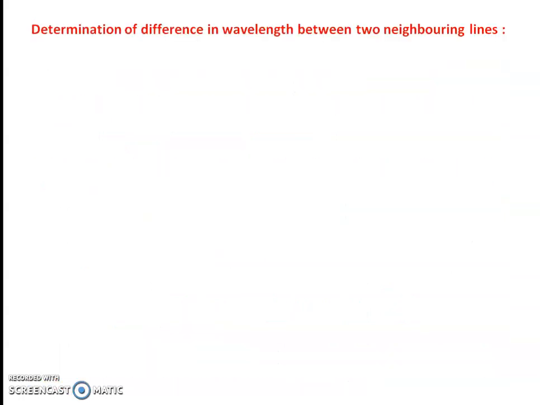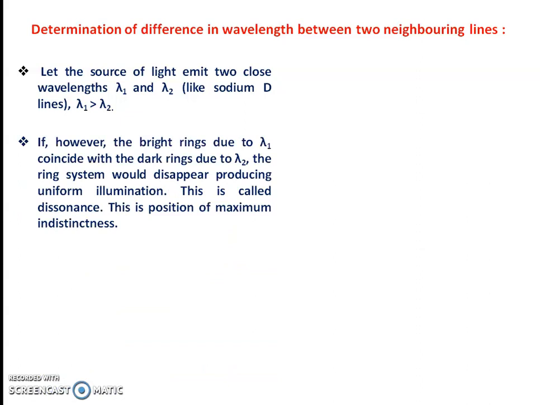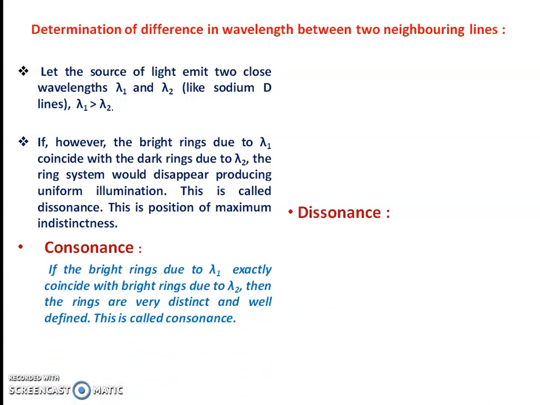Now next, how to determine the difference in wavelength between two neighboring lines. Here, let the source of light emit two close wavelengths, lambda 1 and lambda 2, like sodium D lines, where lambda 1 is greater than lambda 2. If the bright rings due to lambda 1 coincide with the dark rings due to lambda 2, the ring system would disappear, producing uniform illumination. This is called disappearance, or dissonance. It is the position of maximum indistinctness.